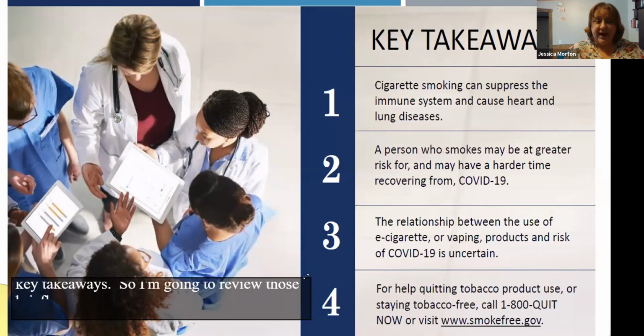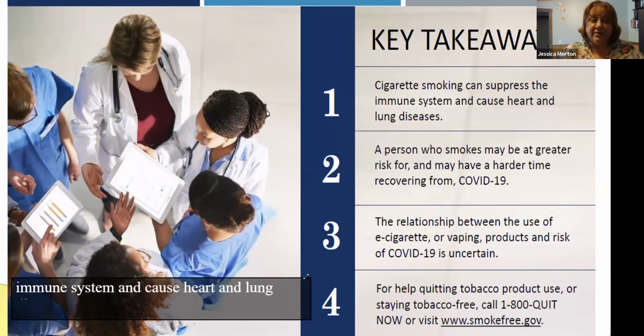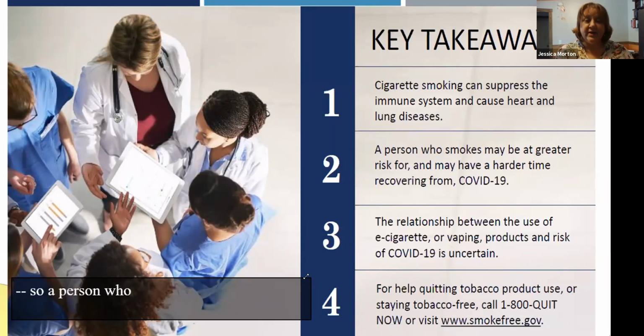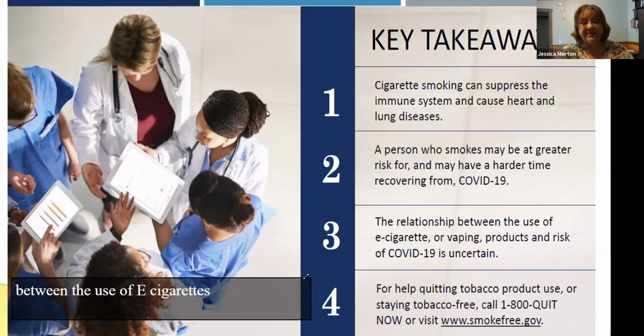So cigarette smoking can suppress the immune system and cause heart and lung diseases. We all know that. But a person who smokes may be at greater risk and may have a harder time recovering from COVID-19. I also learned this morning, I'm not sure if this is new information or not, that those that have COPD do have a harder risk, as well as those with asthma, diabetes, and a number of other diseases. But what we don't know is the relationship between the use of e-cigarettes or vaping products and COVID-19. That is still uncertain. So the CDC isn't wanting us to necessarily market that vaping is a cause of a harder risk for recovery.